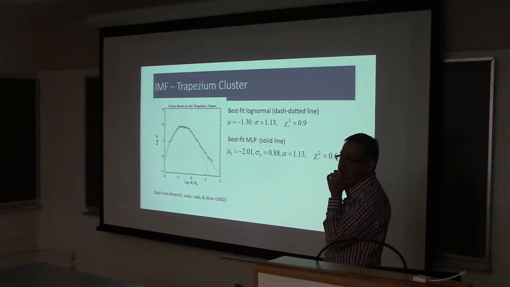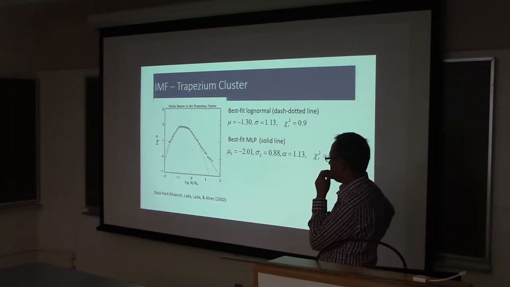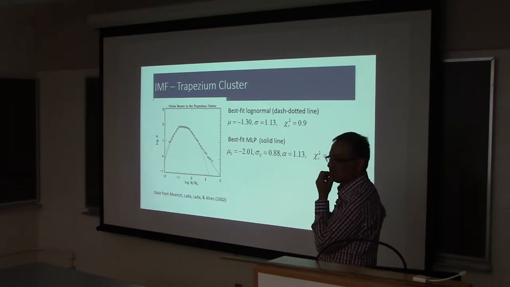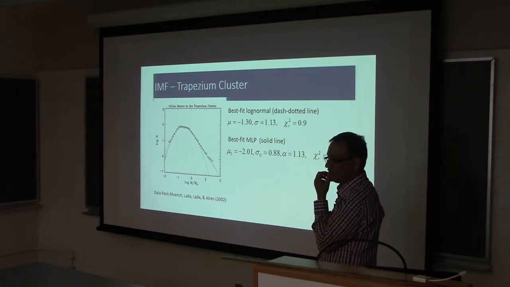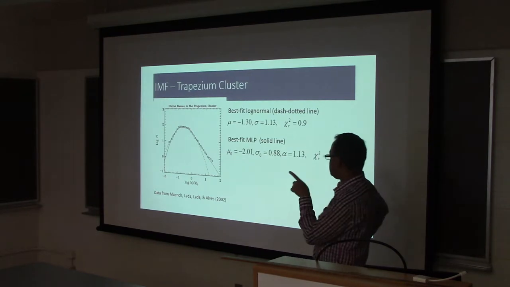It depends how you weigh the data. You could do it differently. Lots of previous work in IMFs have basically used the log normal only for the intermediate to lower mass ends, and then use a power law like the famous Salpeter IMF in the higher mass ends. Yeah, and I'll show that too.